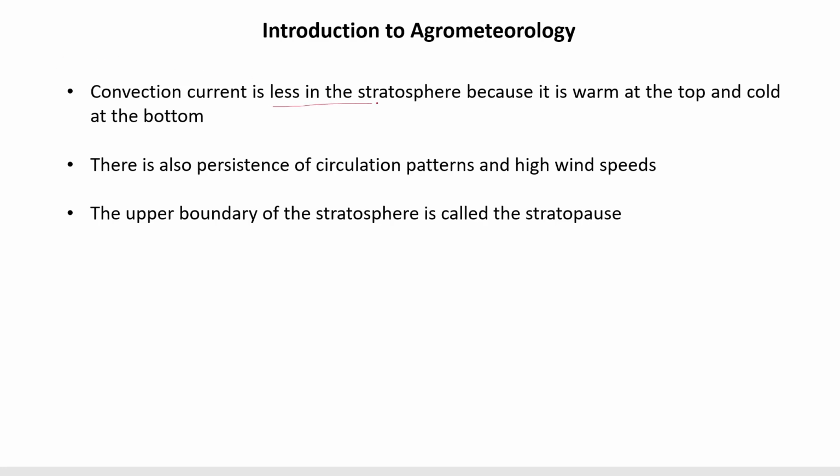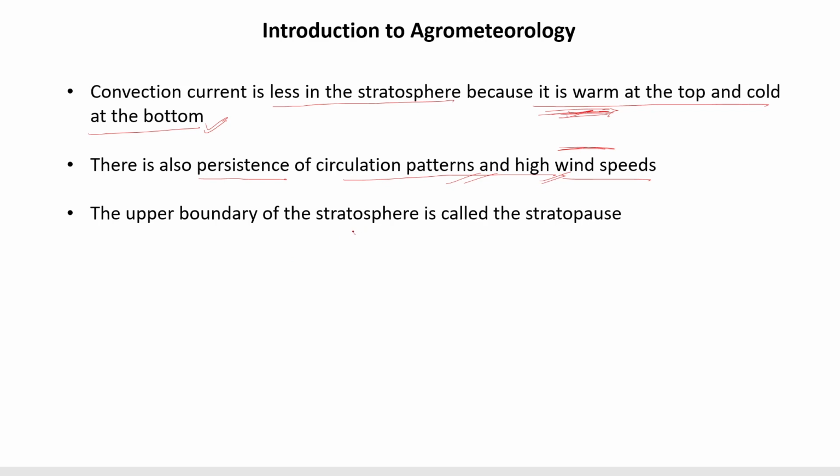Convection current is less in the stratosphere because it is warm at the top and cold at the bottom, the reverse of the troposphere. So there is also a persistent circulation pattern and high wind speeds. The upper layer is warm and the lower layer is colder, so wind is more at the higher level. That is why it is written here: there is also persistence of circulation pattern and high wind speeds.